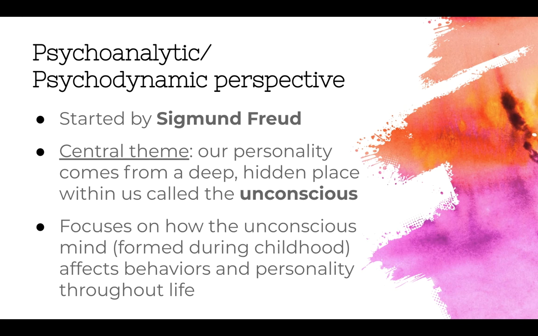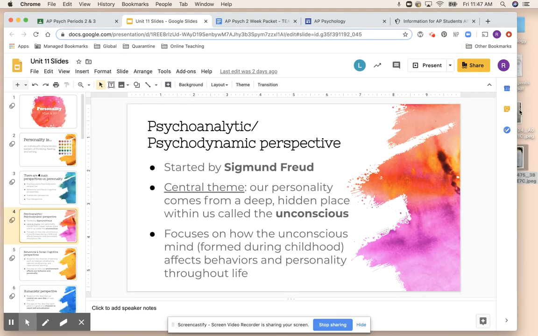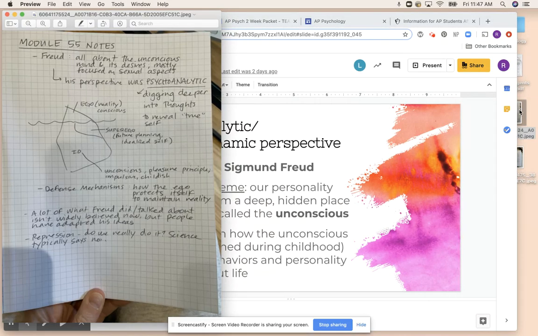So the central theme of this perspective is that our personality comes from a deep hidden place, and it's called the unconscious. If you were looking in the textbook on page 557, you'll see there's that picture of an iceberg. So I'm going to X out of here and show you. I took some notes on my own. Here's my notebook page, pretending I was a student. I just wrote general things about Freud, and then I focused in here, as you'll see, I'm circling over it right now, this picture of the iceberg.